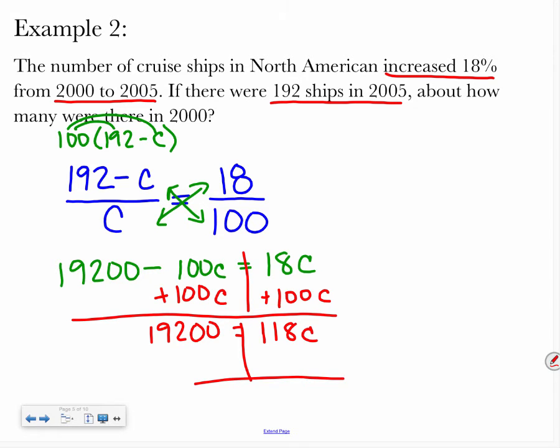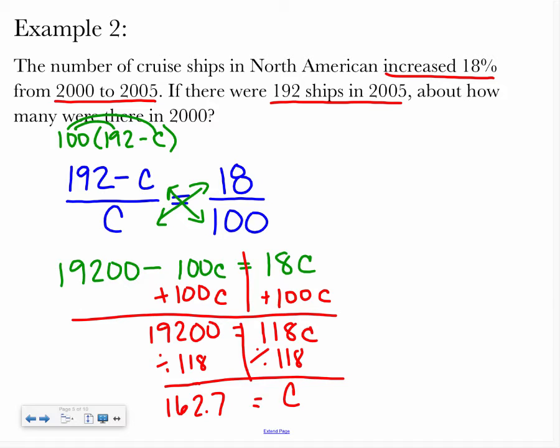Now if I tee it up again to get C by itself, I have to do what operation? I'm going to have to divide because I'm currently multiplying. And if I divide, I'm left with C equals, and then 19,200 divided by 118. That gives me 162.7. Okay, so 162.7 cruise ships, or how many there were in 2000.